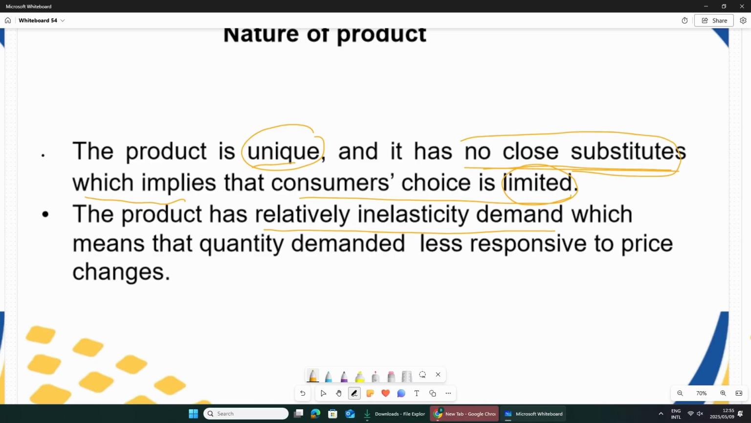The product also has a relatively inelastic demand curve, which means that the quantity demanded is less responsive to the price. So even if the price of the product goes up, the quantity demanded is going to change by a smaller percentage, since it does not have any close substitutes. That's why it has got a very steep demand curve, which implies that it's not very responsive to price changes.